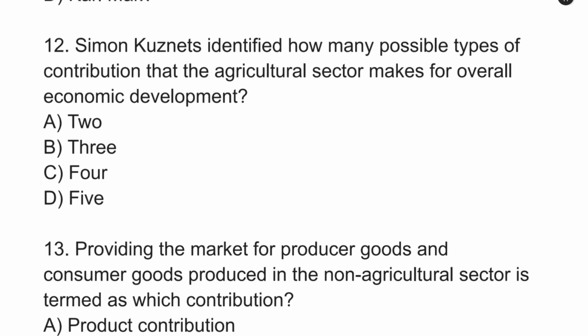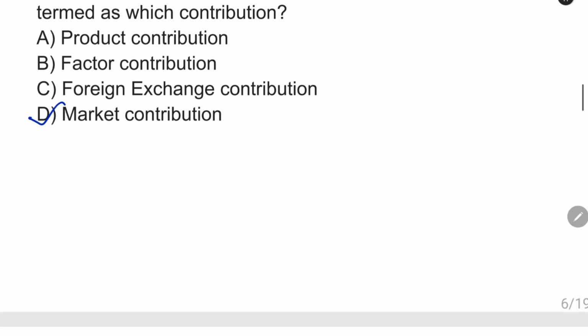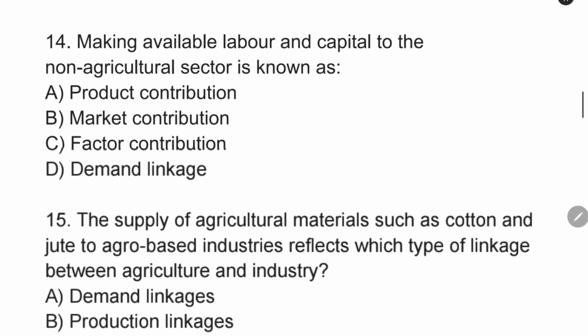Simon Kuznets identified how many possible types of contribution that the agricultural sector makes for overall economic development? 4. Providing the market for producer goods and consumer goods produced in the non-agricultural sector is termed as which contribution? Market contribution. Making available labor and capital to the non-agricultural sector is known as production factor contribution.